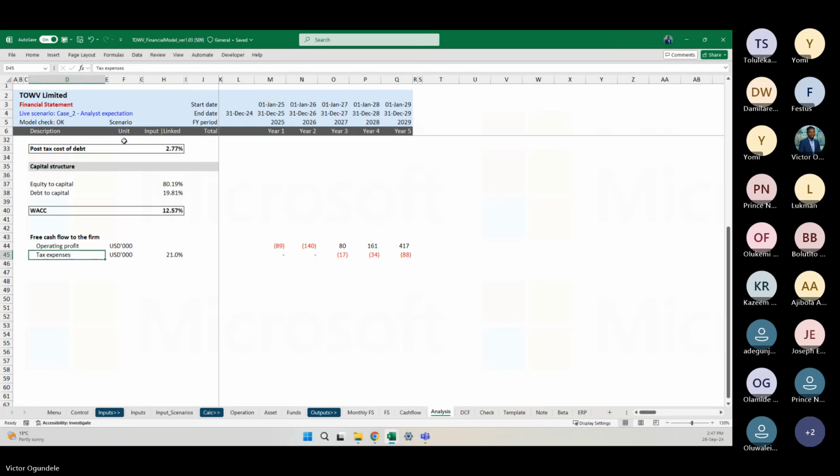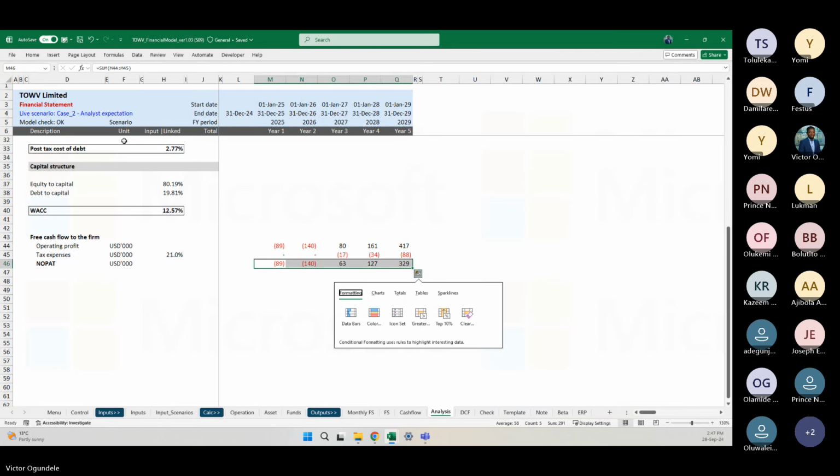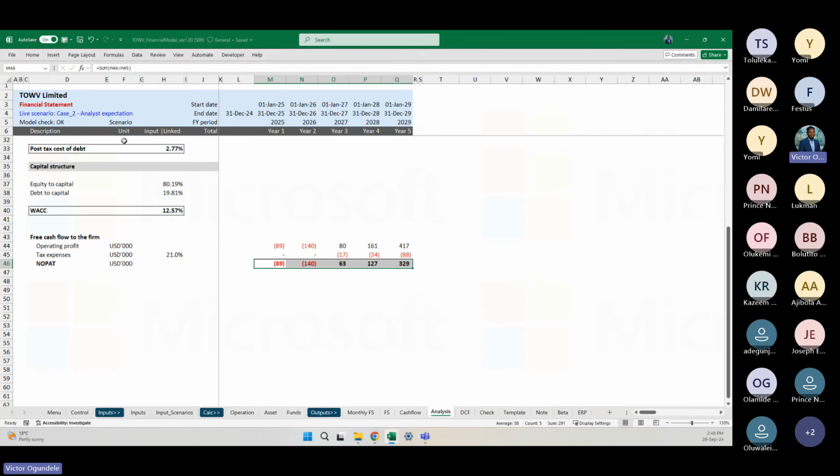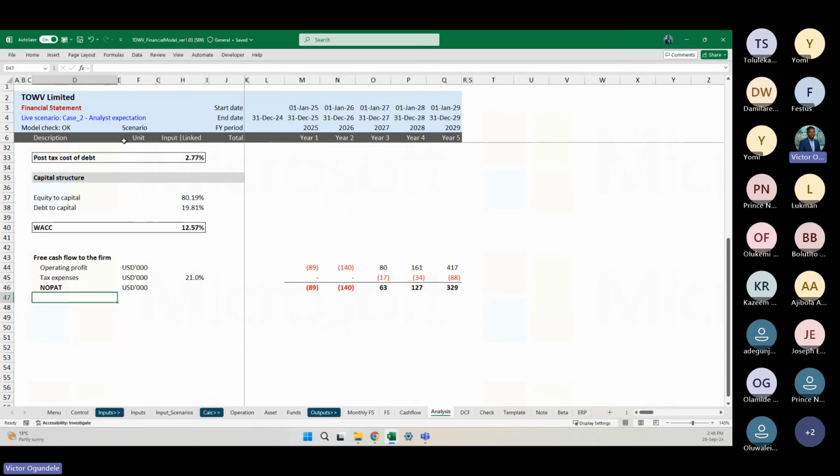negative. That is our NOPAT, profit after tax. Add this together, it gives us our NOPAT. Okay, we go ahead and we add our depreciation. We need our changes in working capital. Then we need our capex, to reduce it, and that will give us our free cash flow to the firm, free CFF.